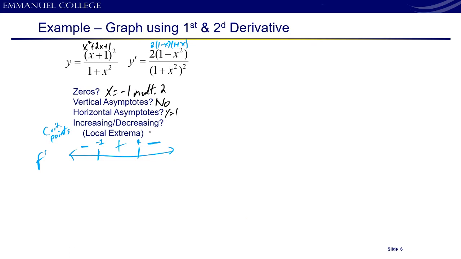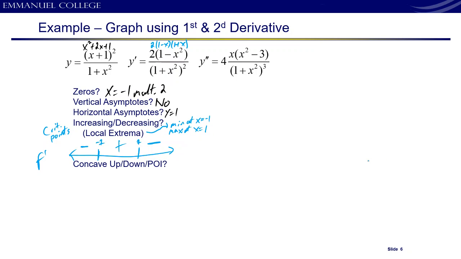So for our local extrema, there's a minimum at x equals negative 1, because it goes from decreasing to increasing. So that would look like an opening up parabola. And then that goes from increasing to decreasing, so that could look like an opening down parabola. And we don't know if these are absolute or relative. We just know there's a min and a max.